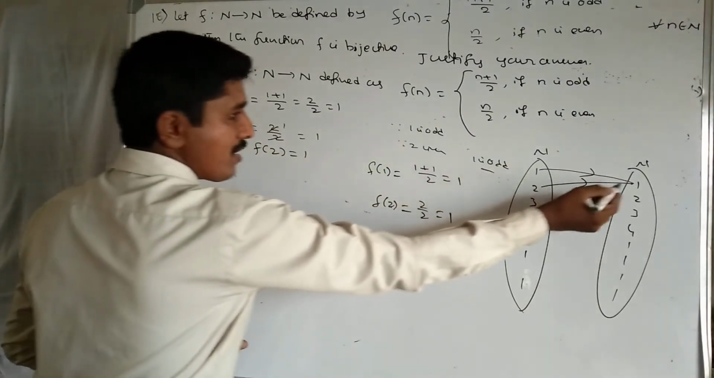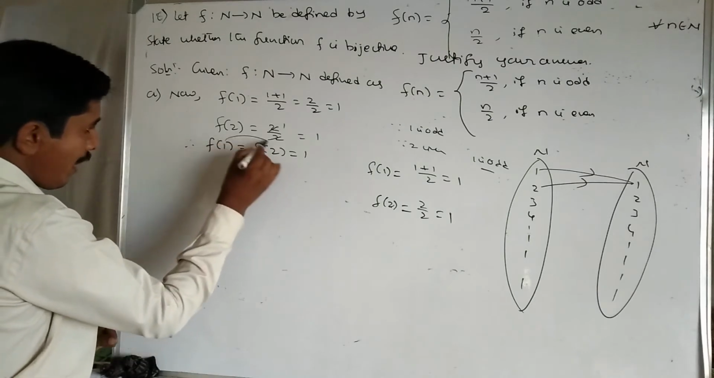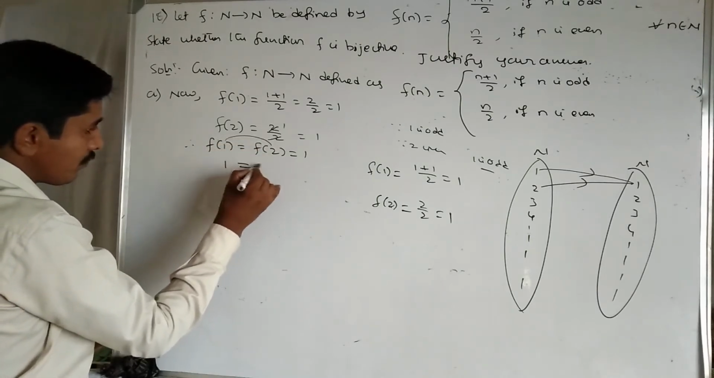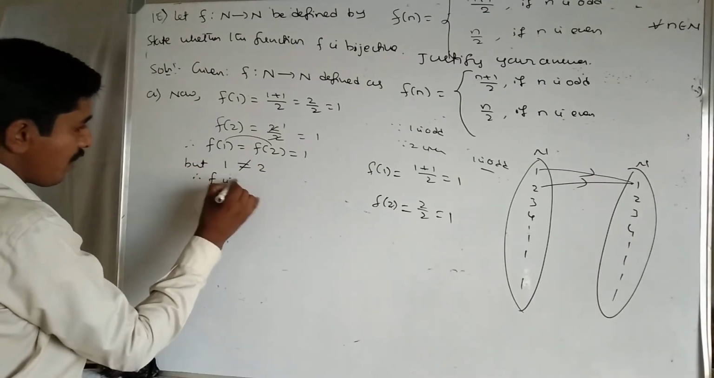This means 1 and 2 map to the same element, 1. Here f(x1) equals f(x2). What about the domain elements 1 and 2? 1 is not equal to 2. Therefore f is not one-one.